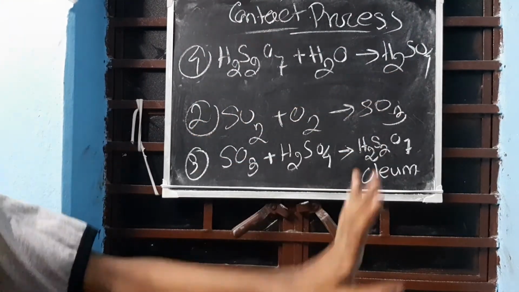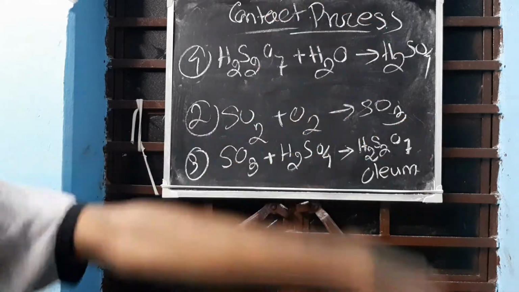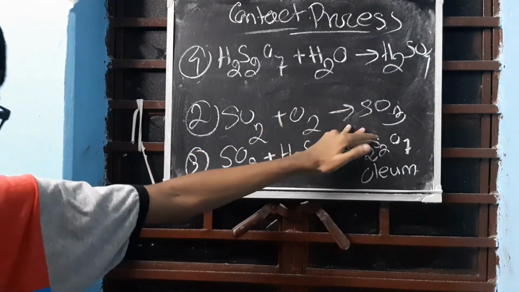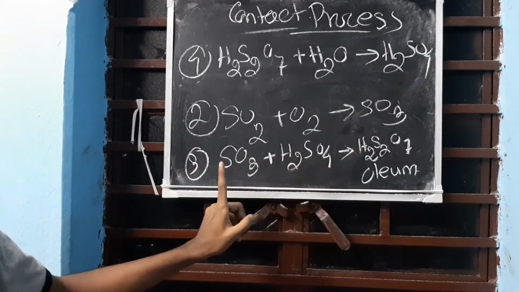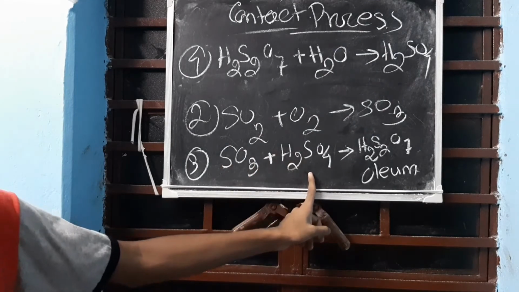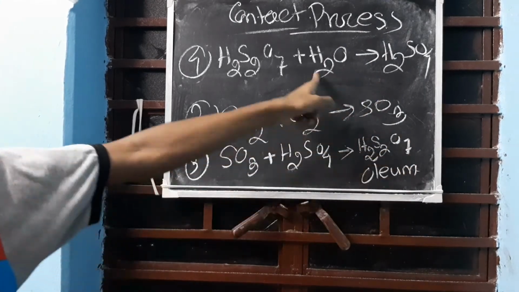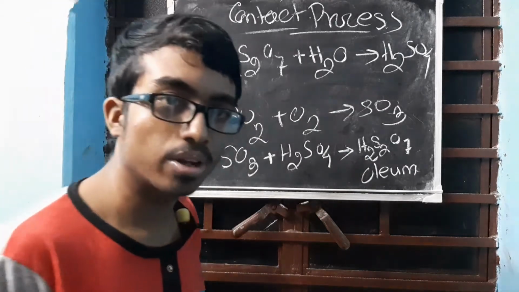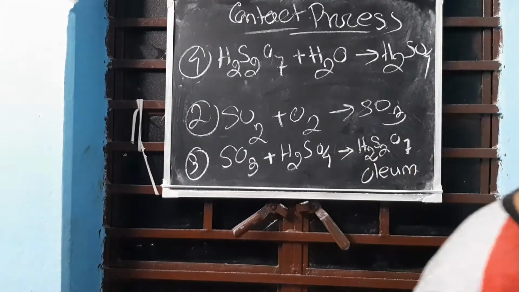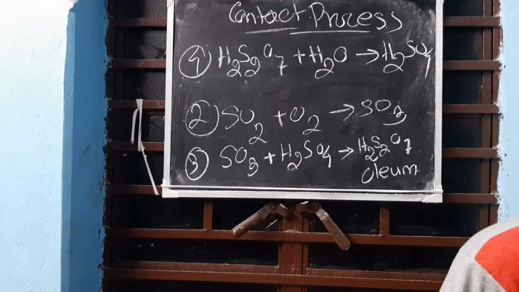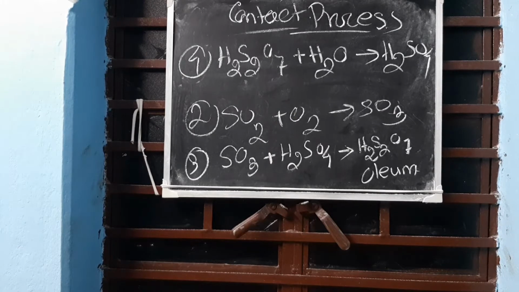Clear? 4 steps were done. First step SO2 formation, second step oxidation of SO2, third step was absorbing the SO3 in sulfuric acid to form oleum, last step was dilution of oleum to give sulfuric acid. Understood everyone? Okay, this chapter does not have a lot of things to study, only the reactions. Next we will directly go to the chemical reactions of sulfuric acid.